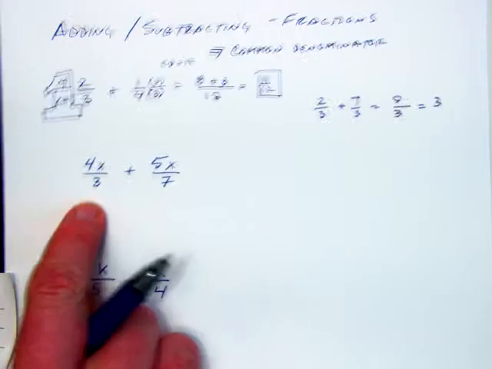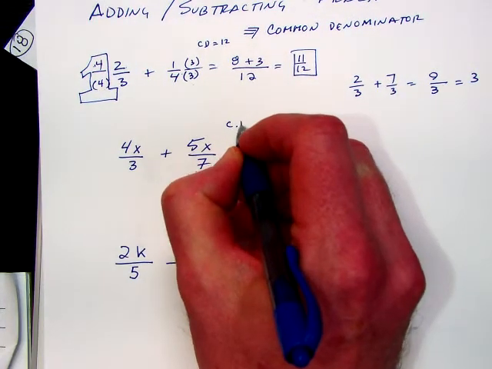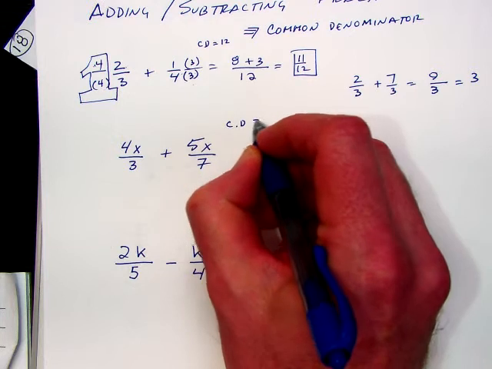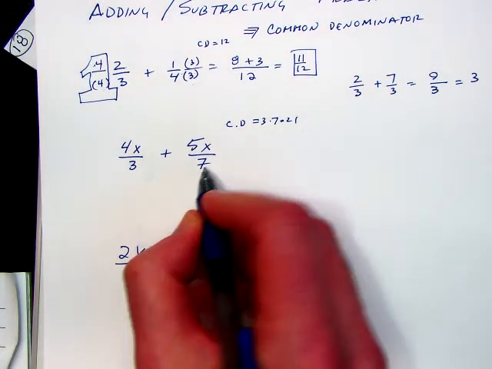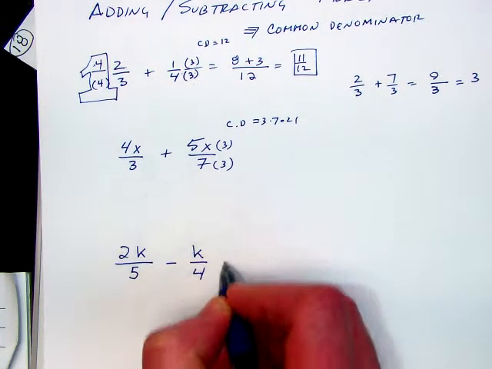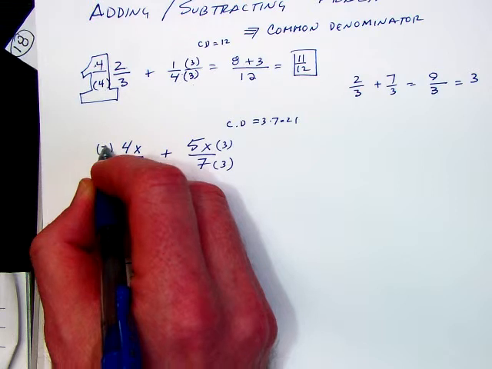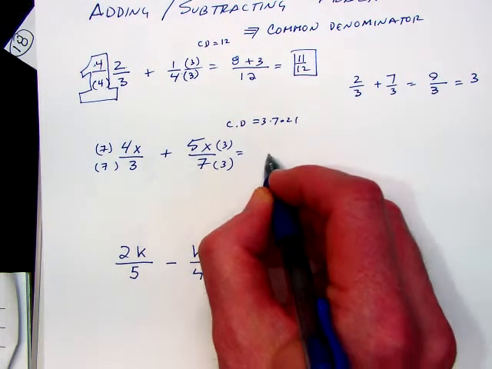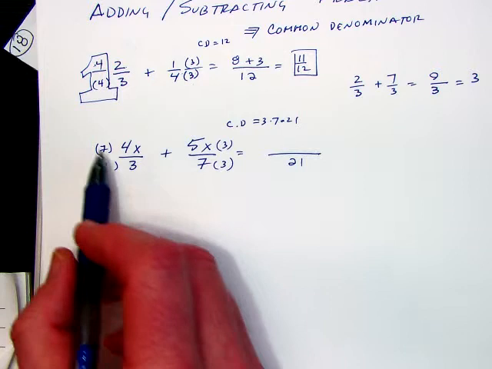So this one, again, does not have the same denominator. Our common denominator, I can just multiply those two together, and I get 21. So I'm going to need to multiply top and bottom by 3 here, and here I need to multiply the top and bottom by 7. Knowing that, I know my denominator is going to be 21. Let's just multiply these now.